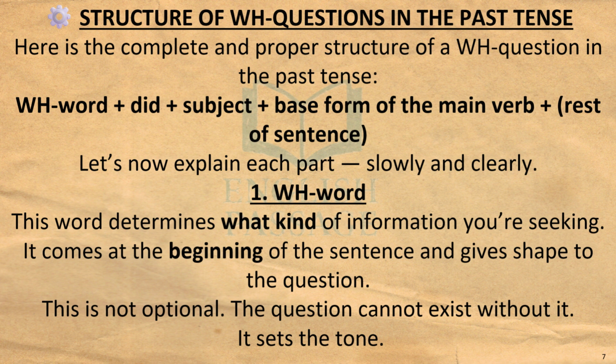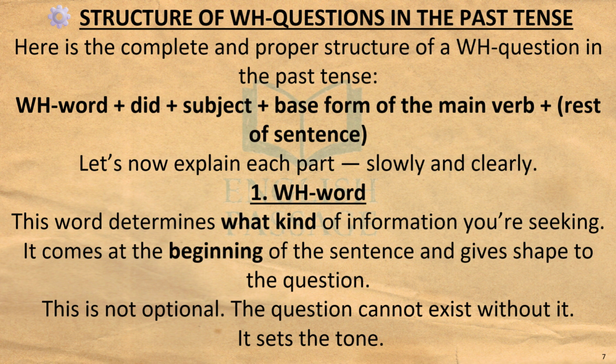Structure of WH questions in the past tense. Here is the complete and proper structure of a WH question in the past tense. WH word plus did plus subject plus base form of the main verb plus rest of sentence. Let's now explain each part, slowly and clearly.